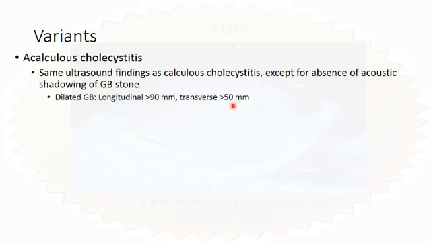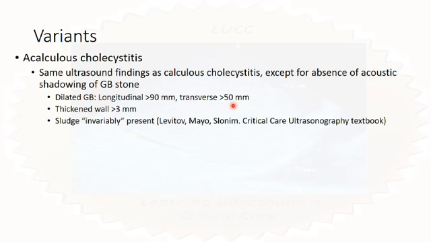So if you have that sort of dimension of the gallbladder, especially in a sick patient with biochemical signs of cholecystitis and a tender gallbladder, you have to think of acalculous cholecystitis. The gallbladder wall is very classically thickened, but as I've said before, it's a soft sign. You will usually have sludge.